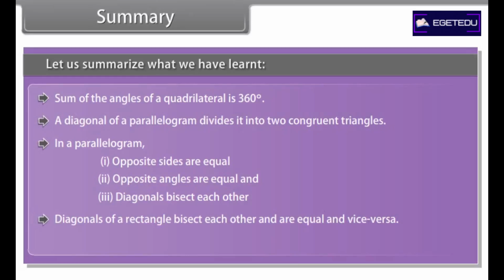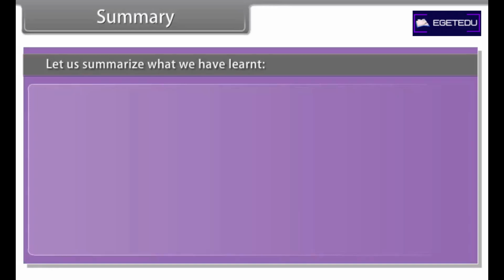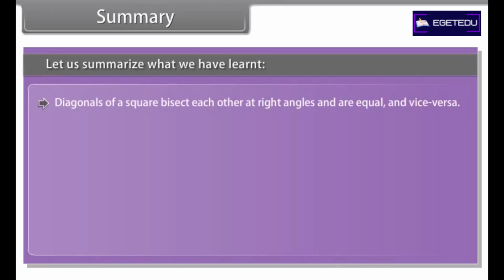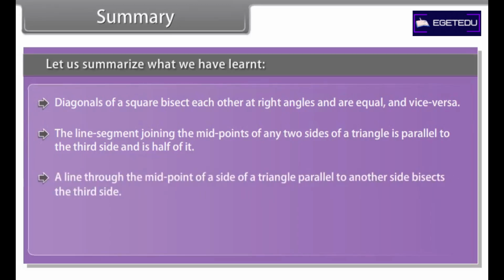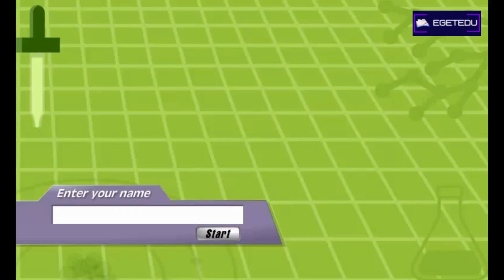Diagonals of a rectangle bisect each other and are equal, and vice versa. Diagonals of a rhombus bisect each other at right angles and vice versa. Diagonals of a square bisect each other at right angles and are equal, and vice versa. The line segment joining the midpoints of any two sides of a triangle is parallel to the third side and is half of it. A line through the midpoint of a side of a triangle parallel to another side bisects the third side. The quadrilateral formed by joining the midpoints of the sides of a quadrilateral is a parallelogram.